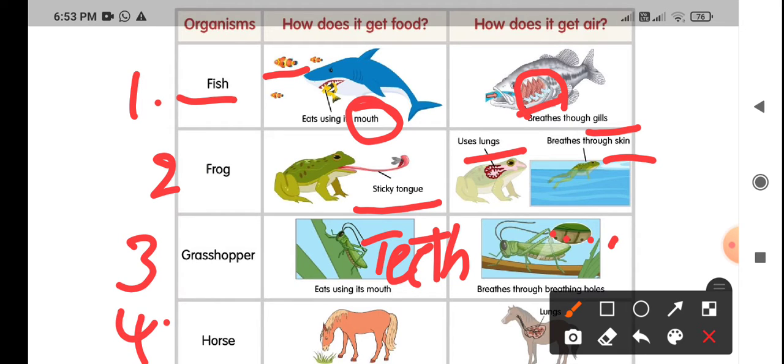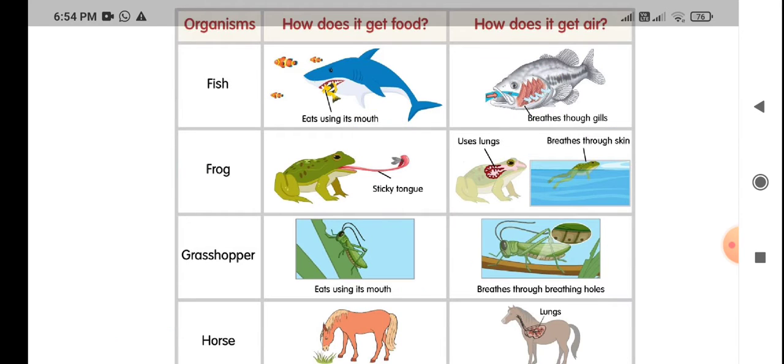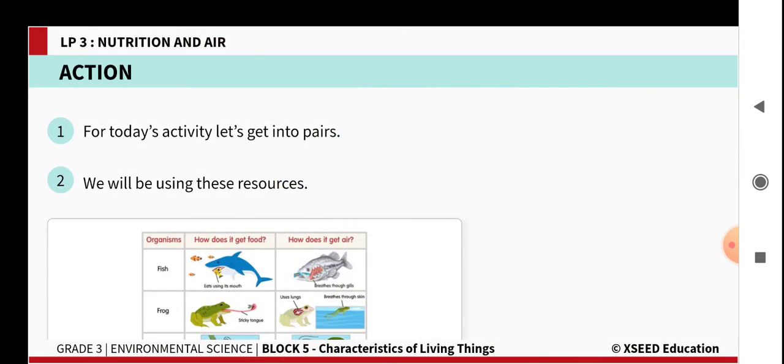And the fourth animal is the horse. The horse uses its mouth for eating, same as us, and they use their lungs for breathing, same as us. We are also using our lungs for breathing. So look at this picture and complete this activity in your notebook, children. What parts they are using to eat food and which parts they are using to breathe or to take air. Understood? And now we will discuss our activity.